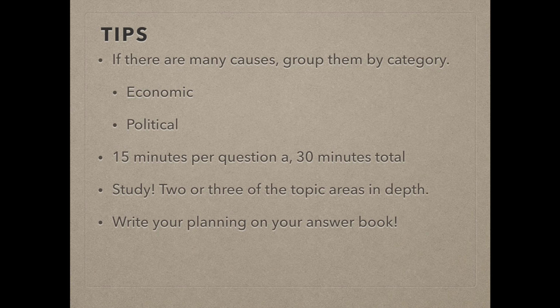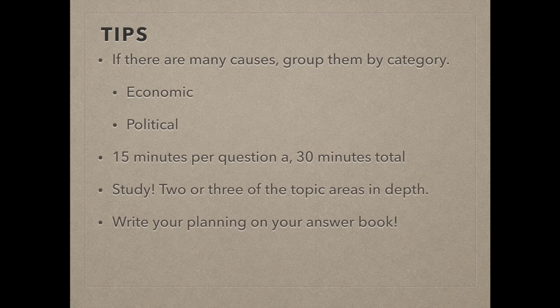If you have a ton of economic causes for an event, talk about them as a group of economic causes. And then if you have other political causes, talk about them together. So if you're talking about the causes of the Great Depression, you could talk about the economic causes for it and also the political causes for it in a separate paragraph altogether.